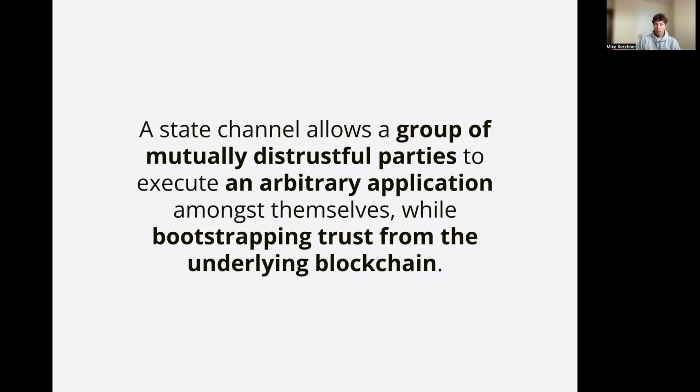Bootstrapping trust from the underlying blockchain is what most layer twos do, so state channels adopt a similar technique to other layer twos. A group of mutually distrustful parties means that this is a decentralized technology. There's no admin here. Arbitrary application means that state channels are generally programmable. These are not geared toward a specific application, but can cater to many different types of applications.